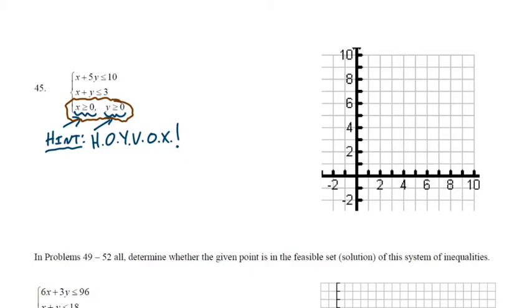So the only other thing I want to emphasize with number 45, other than the HOYVOX thing and graphing those lines, is remember you're going to shade false for these, right? Shade false so that when you're done, your feasible set, your solution set, is an area I can see that's blank.